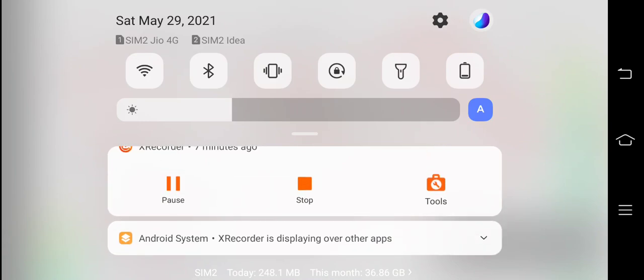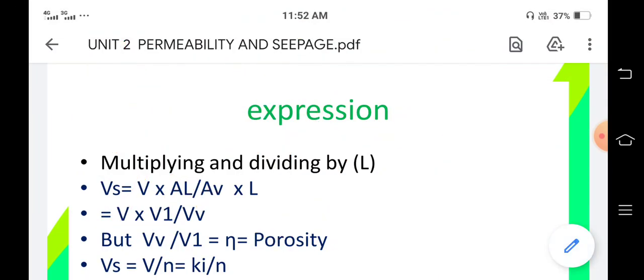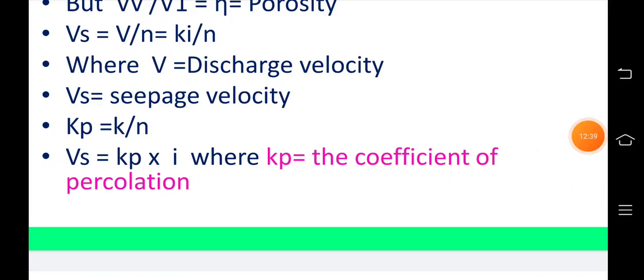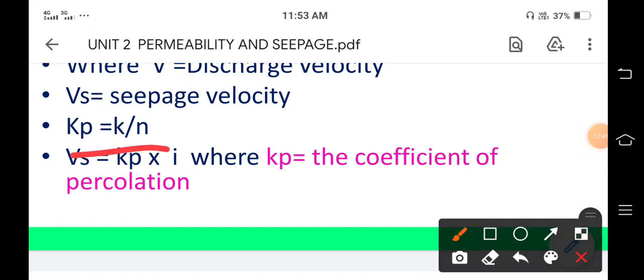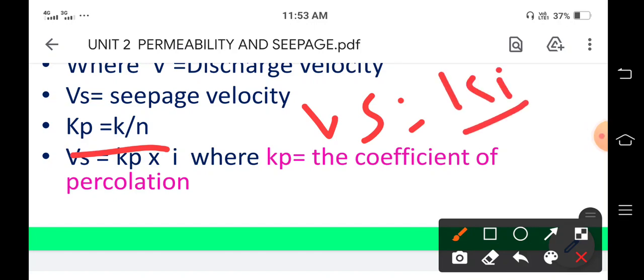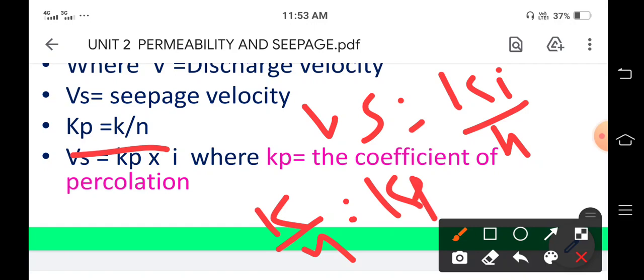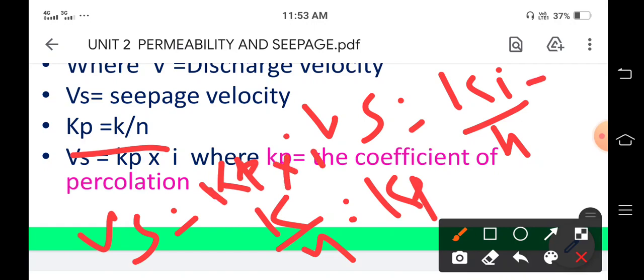So we know that this kp equal to k upon n, but our formula is Vs equal to ki upon n, and this k upon n is nothing but the kp. Okay, so our formula for Vs will be equal to k upon n, that is our kp, into i.